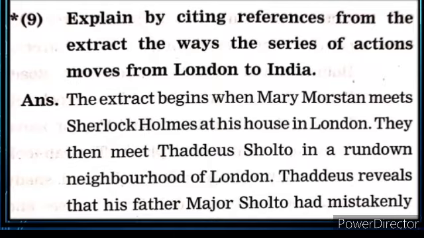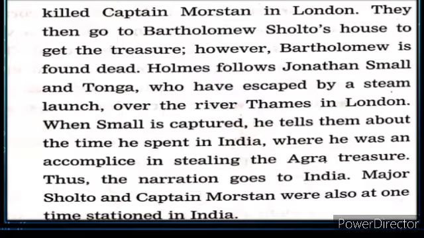The extract begins when Mary Marston meets Sherlock Holmes at his house in London. They then meet Thaddeus Sholto in a rundown neighborhood of London. Thaddeus reveals that his father, Major Sholto, had mistakenly killed Captain Marston in London. They then go to Bartholomew Sholto's house to get the treasure. However, Bartholomew is found dead.